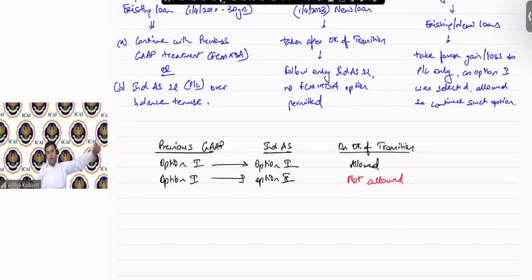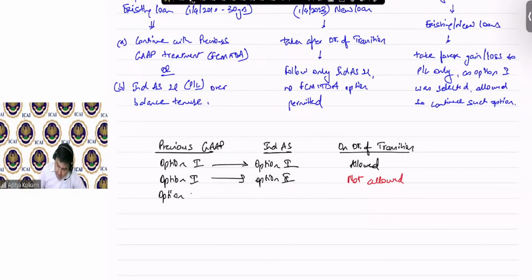So option one you were there. Why do you want to change option one? Okay, you want to plan option two in the Ind AS regime. Now it is not allowed. Okay. All right. Next.